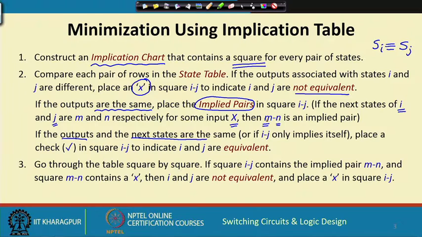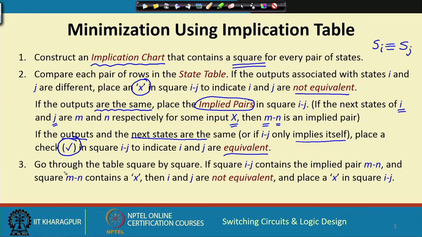But if both the outputs and also the next states are the same, which means m and n are identical, or i implies i and j implies j, they imply themselves, then we can say that definitely these two states are equivalent. There we put a tick mark in that square, indicating that these two states are definitely equivalent.